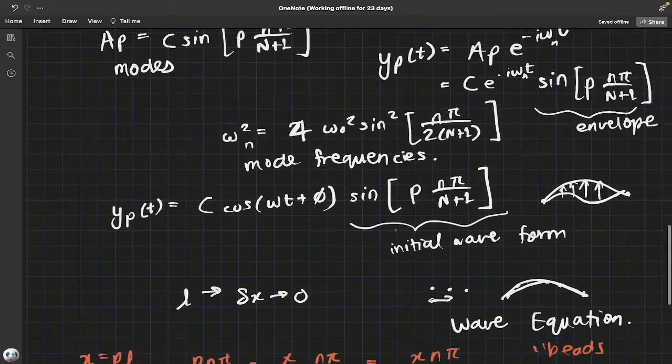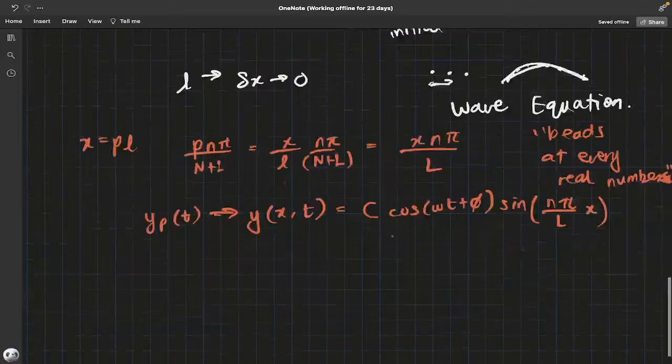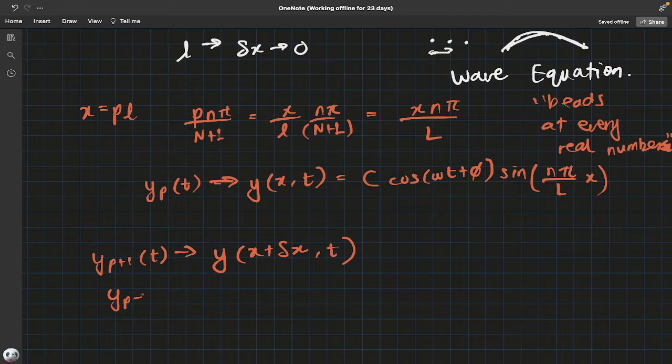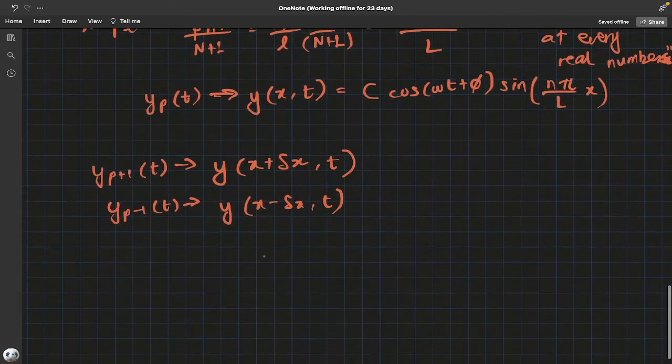But the differential equation really matters, because that's a more general thing than one solution which is subject to boundary conditions and initial conditions. So y sub p plus 1 of t, using a similar analogy, is going to be y of x plus delta x, because remember the distance between the beads, I made them delta x. Similarly, y sub p minus 1 of t is just going to be y of x minus delta x comma t.